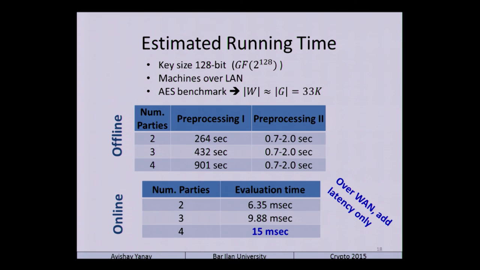And these are some estimated running times. We used a key size of 128 bits, the machines were over a local area network, and the parties computed the AES encryption such that some of the parties hold part of the key and some of them hold part of the data that the AES is going to encrypt. If you look at the four-party entry, we can see that the offline phase takes around 15 minutes, but the online phase is really, really fast. There is no such protocol today that achieves this time of 15 milliseconds for the online phase.